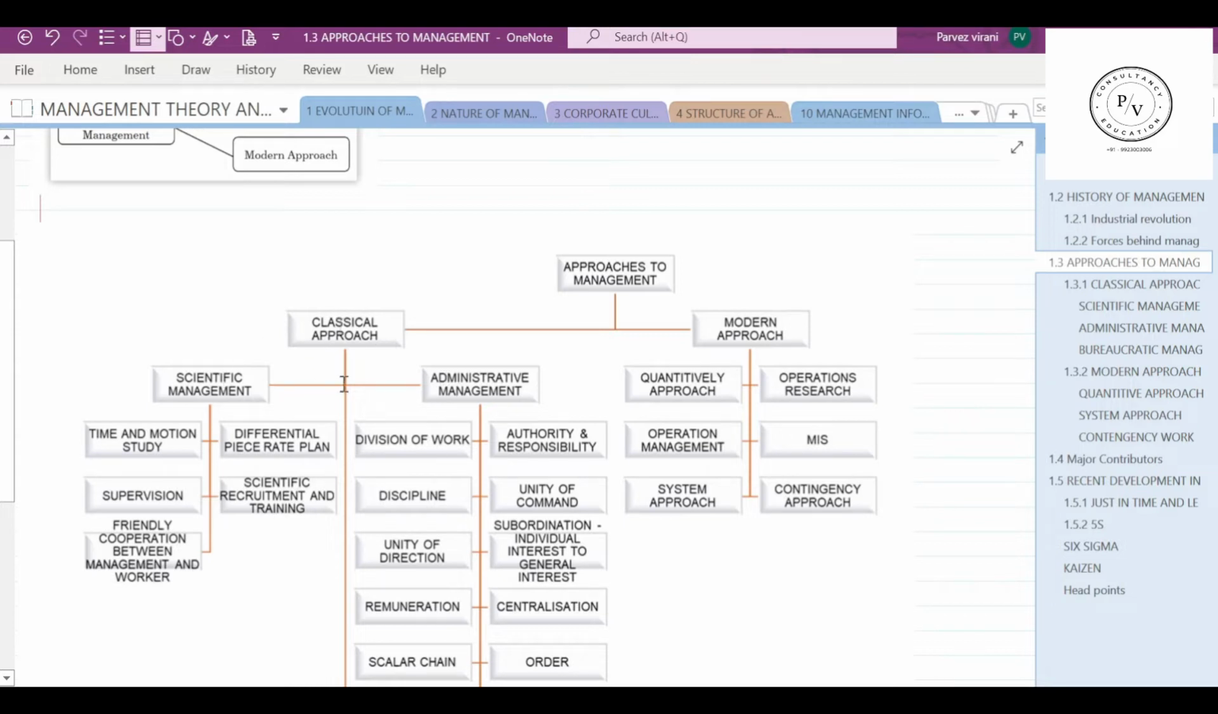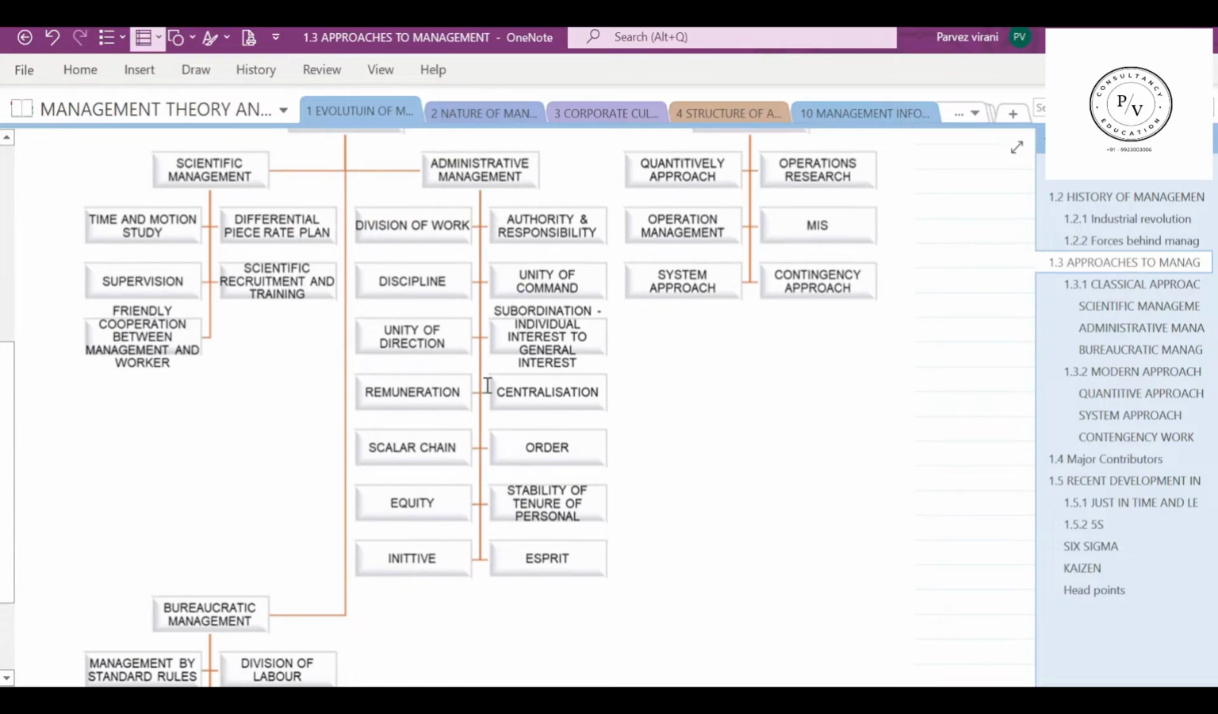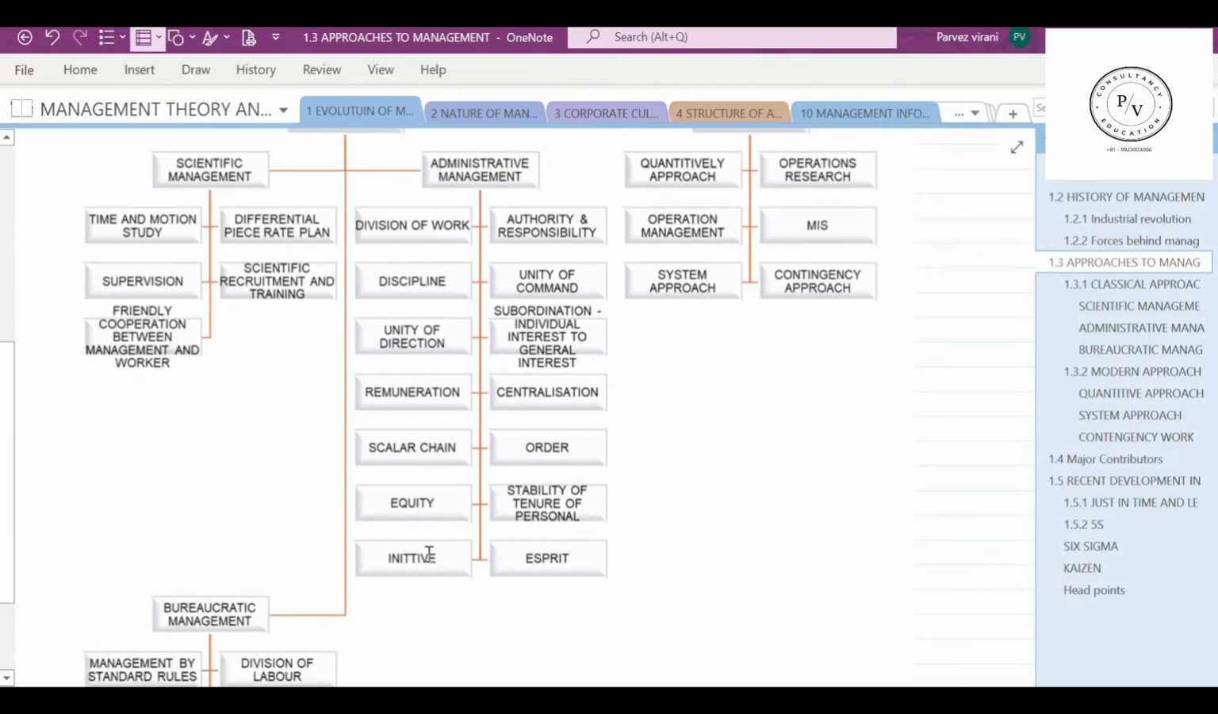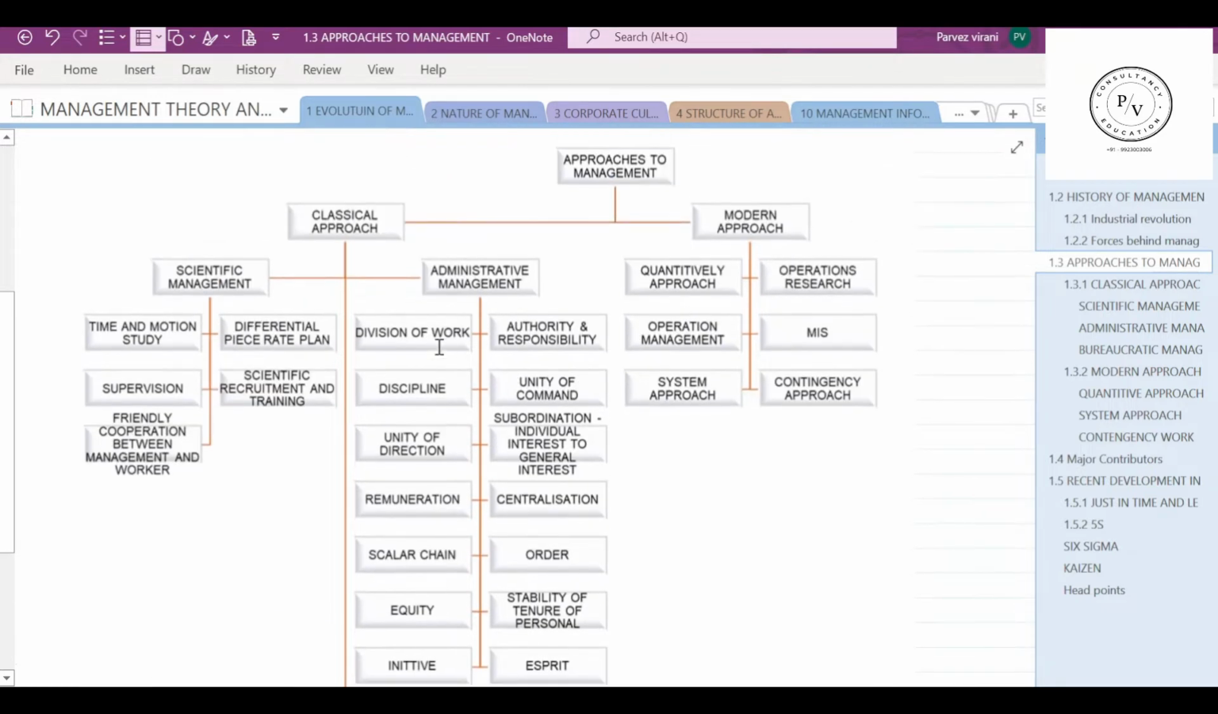क्लासिकल अप्रोच का सेकंड पॉइंट आता है एडमिनिस्ट्रेटिव मैनेजमेंट. एडमिनिस्ट्रेटिव मैनेजमेंट के अंदर 14 डिफरेंट पॉइंट्स हैं. That is division of work, discipline, unity of direction, remuneration, scalar chain, equity, initiative, authority and responsibility, unity of command, subordination, individual interest and general interest, centralization, order, stability and tenure, and spirit. तो ये बिल्कुल अपने को लर्न करना पड़ेगा, उसके अंदर और कोई डाउट नहीं.